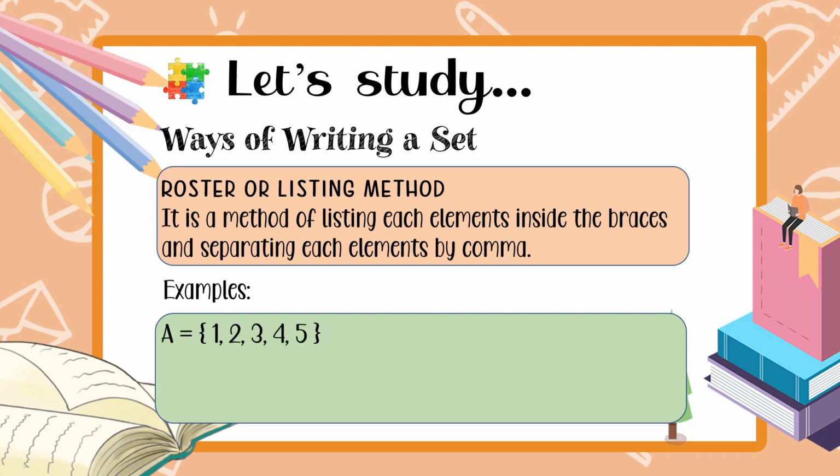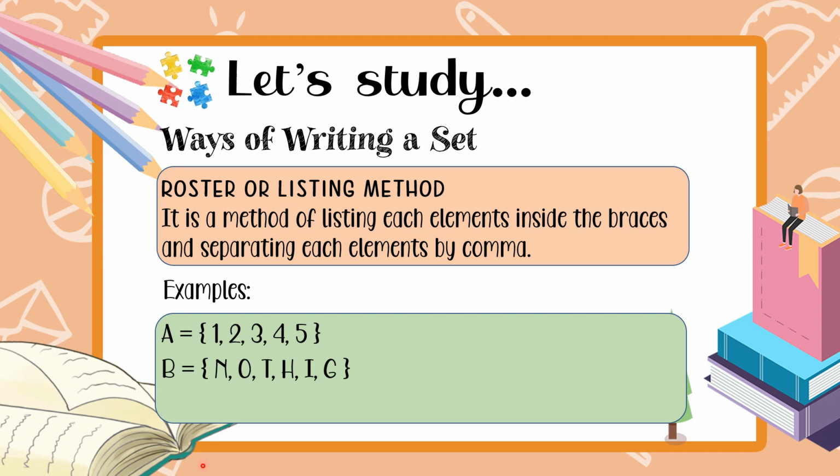So, set A, lilista natin lahat ng elements niya. So, we have 1, 2, 3, 4, 5. Huwag kakalimutan yung comma para paghiwa-hiwalay yung mga elements. Tapos, enclose it by the braces.